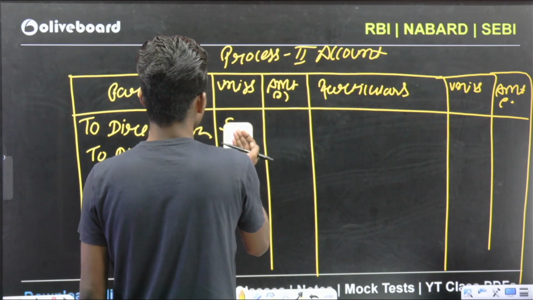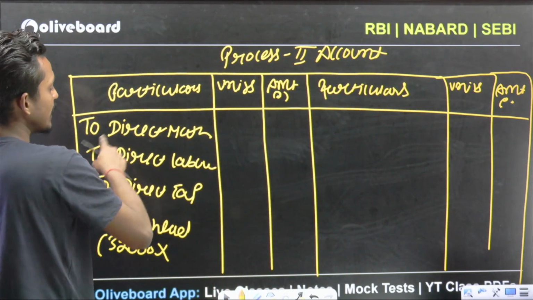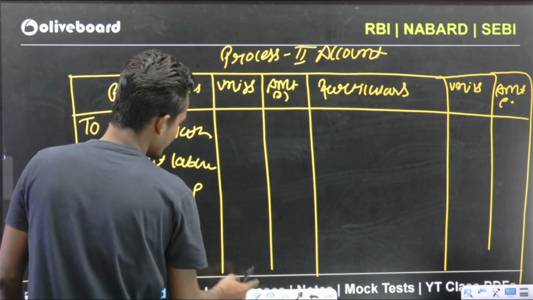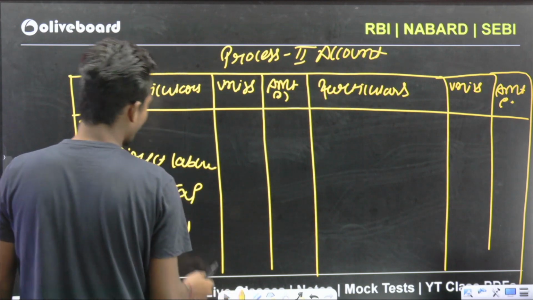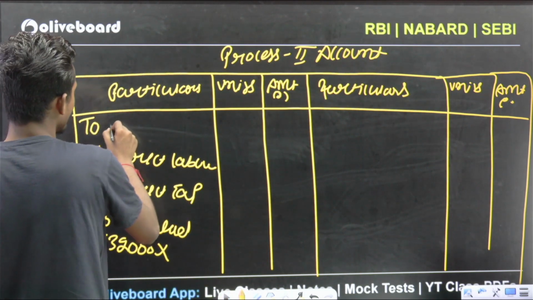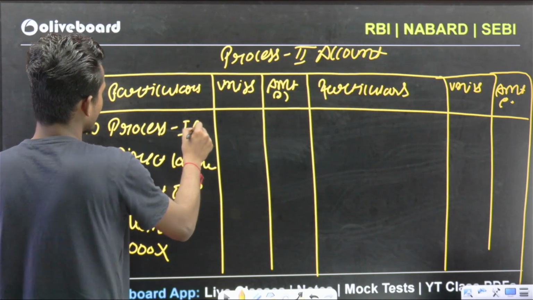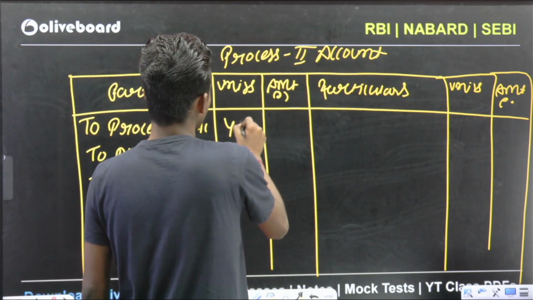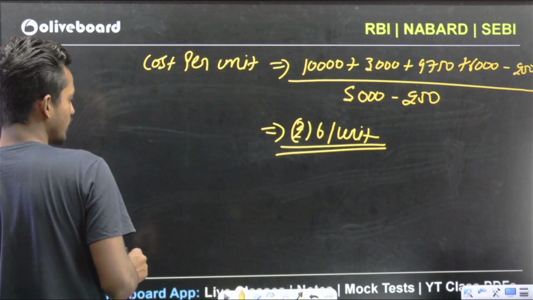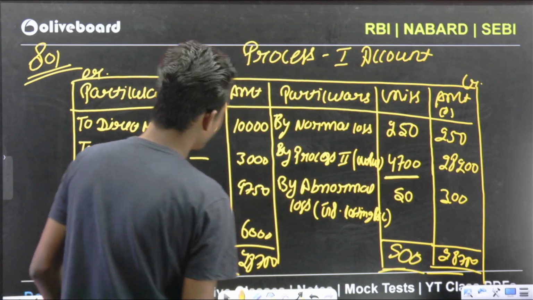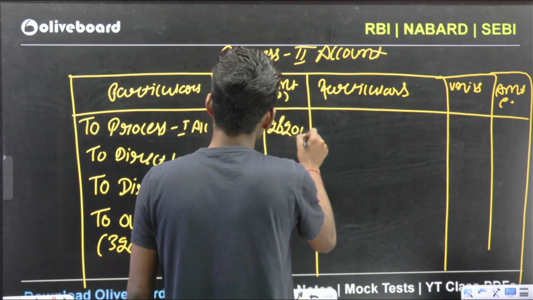Initially in this particular case, I am not introducing any kind of direct material, but instead all the output of process 1 will become the input of what? Process 2 account. So here I will write process 1 account. Now I have 4,700 units, and the amount for 4,700 units is what, sir? 28,200. Now I have the 28,200 over here.